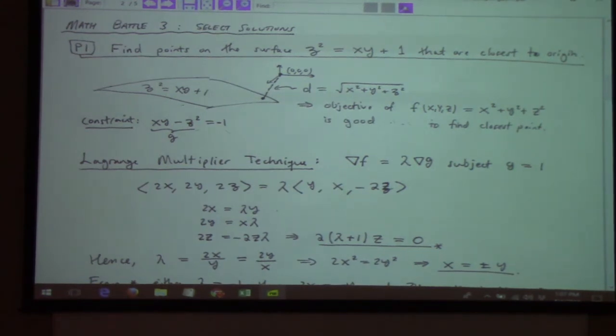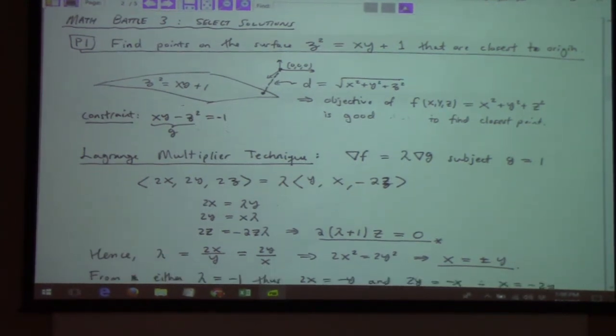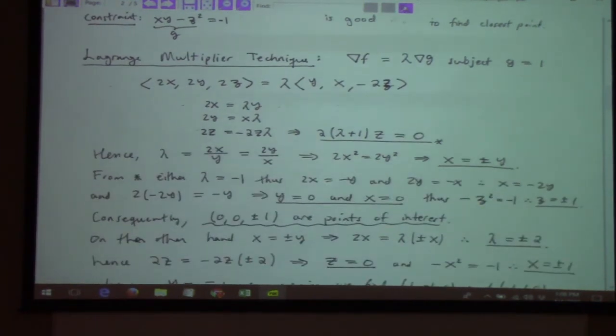I was like, oh, so the third equation tells me that 2 times (lambda plus 1) times z is equal to 0. So that gives me two options. Either z is 0 or lambda is minus 1, right? So that's one thing. I'll come back to that. I actually wrote that in later. I know it's hard to tell, but I will come back to that start equation.